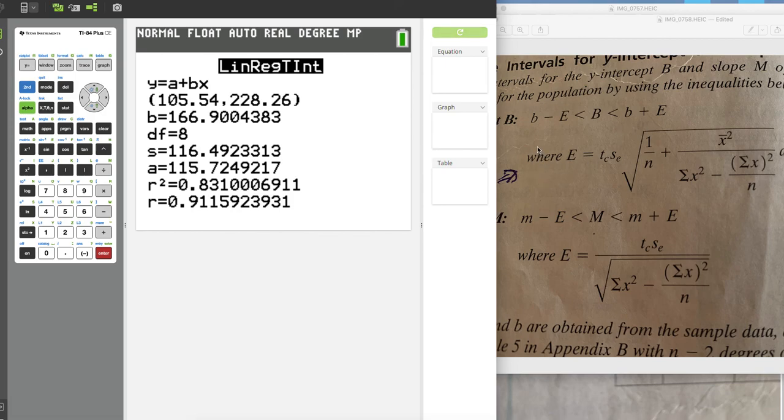We got the y-intercept is between those other two numbers, and the slope is between 105.54 and 228.26. Kind of stumbled through that a little bit. Hopefully you followed along and got it.